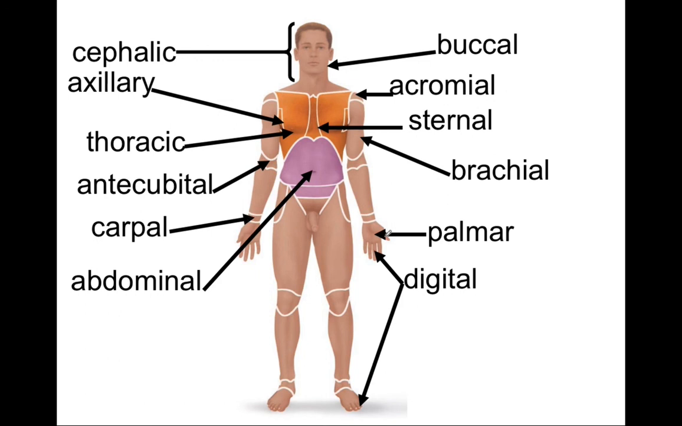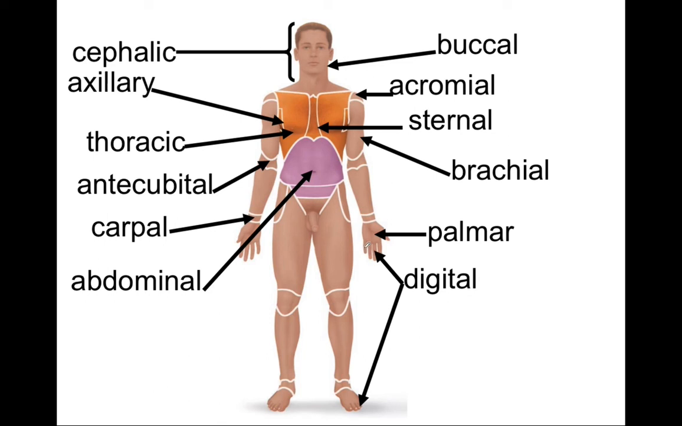One of my favorite regions is the palmar region because it's a very straightforward term to indicate exactly where we're looking. The palm of the hand is referred to as the palmar region. And as we make our way out to the fingers and the toes, those are referred to as digits. So we call those the digital regions.